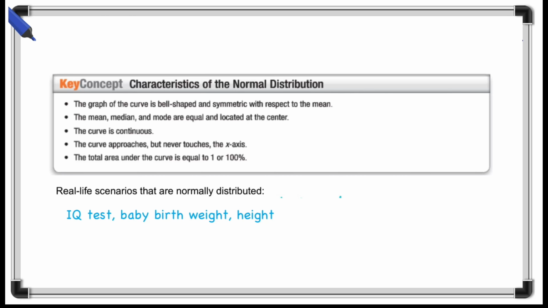So the graph of a normal curve is typically bell-shaped and it is symmetric with respect to your mean. So the mean, median, and mode are equal and they're located in the center. The curve is continuous and you just want to be aware that the area under that curve is equal to 1 or 100%. Some real life examples of normal distribution are IQ tests, baby birth weights, and height. The majority of people are going to be in the middle, or on average, let's say height.